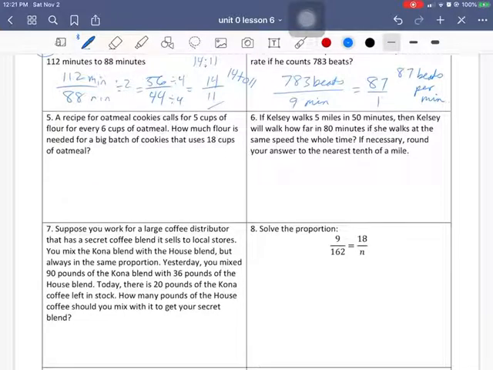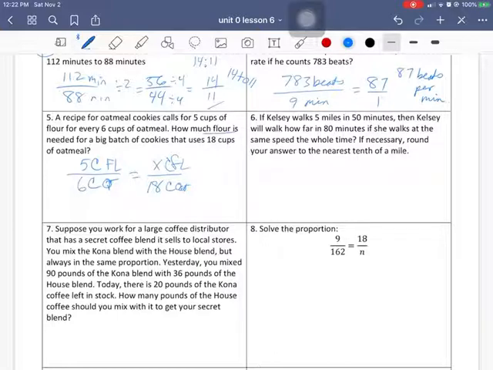Number 5, a recipe for oatmeal cookies calls for 5 cups of flour for every 6 cups of oatmeal. How much flour is needed for a bigger batch of cookies that wants to use 18 cups of oatmeal? Okay, I already decided to put the oatmeal on the bottom, so I need to match that with cups of oatmeal on the bottom, and that means I don't know how many cups of flour I need on the top.